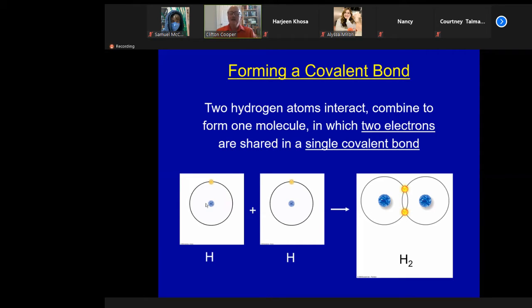You take 2 hydrogens, put them together, it releases energy and forms H2. This is more stable. To break this apart back into 2 separate atoms, you would have to put that energy back in. Hit it with a laser or something to bust this apart into 2 separate atoms. So there we formed a covalent bond, 2 shared electrons.